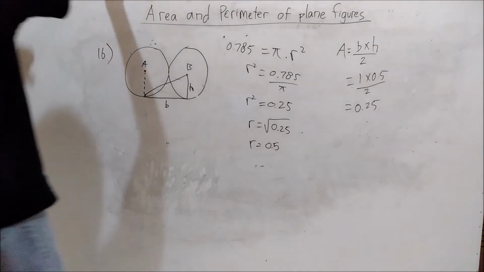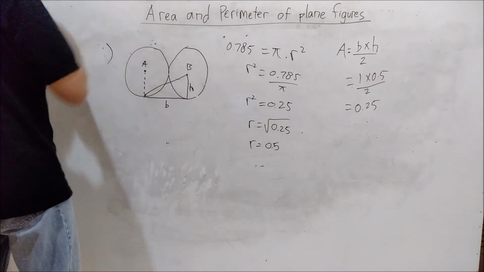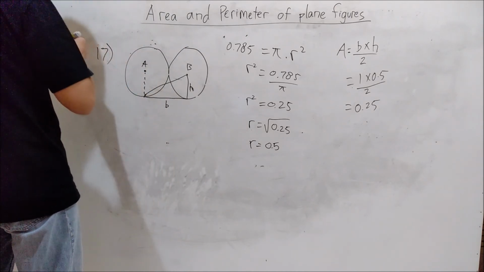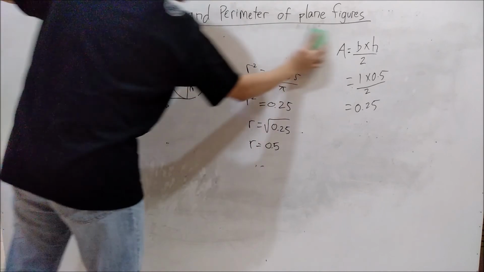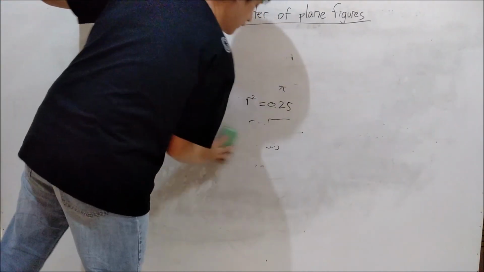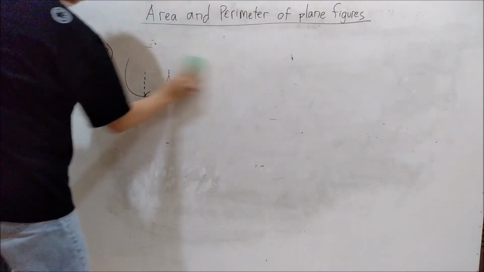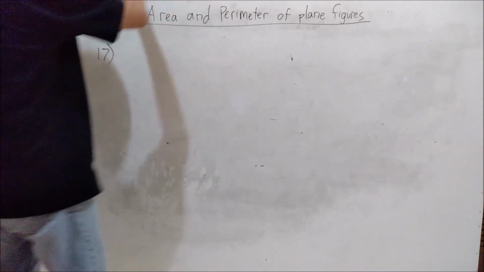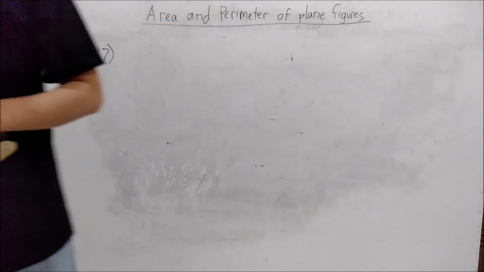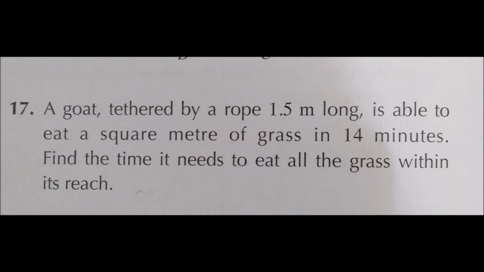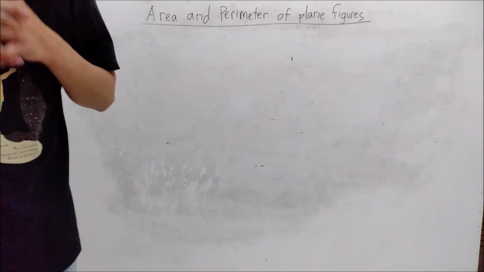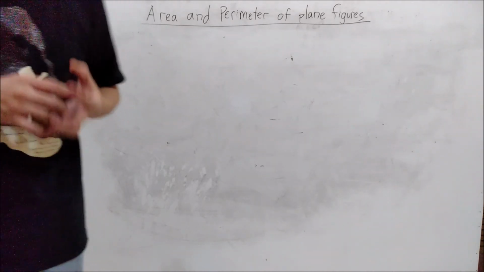Let's go to our final number, which is number 17. Let's read the question. A goat tethered by a rope 1.5 meter long is able to eat a square meter of grass in 14 minutes. Find the time it needs to eat all the grass within its reach.